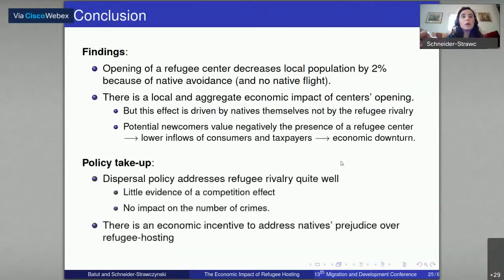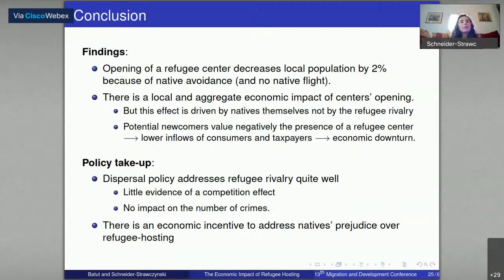And so to conclude, what we find is that the opening of a refugee housing center decreased local population by around 2% because of native avoidance and not because of native flight. We find that there is a local and aggregate economic impact of the center opening. However, this effect is not driven by refugee rivalry, but rather by natives themselves.